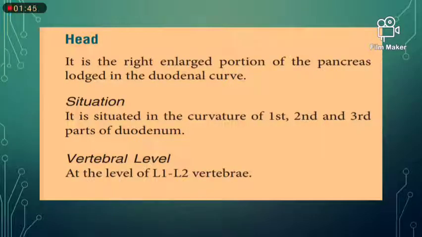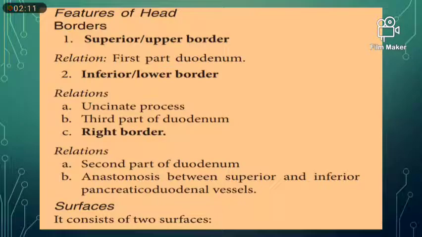Head: it is the right enlarged portion of the pancreas lodged in the duodenal curve, that is, the concavity of the duodenum. Situation: it is situated in the curvature of the first, second and third parts of the duodenum. Vertebral level: L1 to L2 vertebrae, that is, lumbar 1 to lumbar 2 vertebrae.